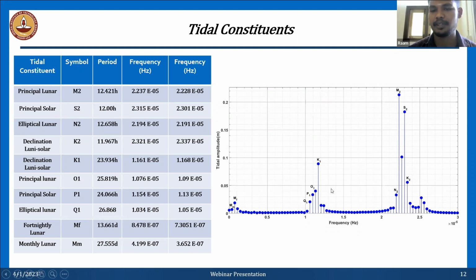For the east coast of India, we have collected the data and we did this time series analysis. We observe that M2, S2, K1, and K2 are the major constituents, and the period for each principal lunar constituent in this zone is 12.42 hours. Again, this M2 tide constituent will happen, and these are the frequencies from the period. We will calculate the frequency, and this is the frequency from the simulation case. It is quite well matching.